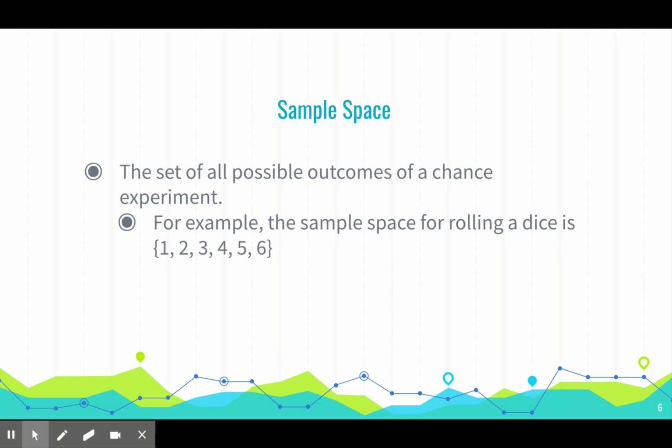Sample space. The sample space is the set of all possible outcomes of a chance experiment. For example, the sample space for rolling a dice is 1, 2, 3, 4, 5, and 6, since the faces of the dice are those numbers.